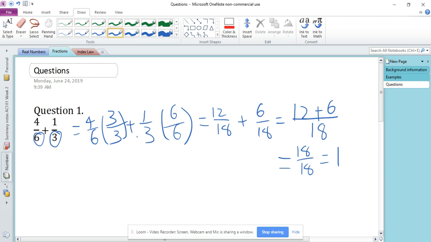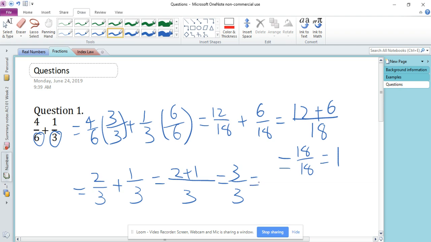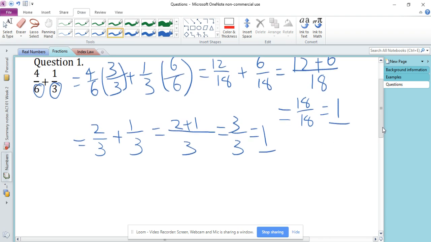The second way of doing it is to simplify the first fraction. 4 over 6, you can divide both terms by 2. If you divide both terms by 2, you have 2 over 3. So actually it's 2 over 3 plus 1/3. Because the bottoms are the same, just copy it, and then 2 plus 1 as the top. 3 over 3 is 1, so you can tell the answer is the same.